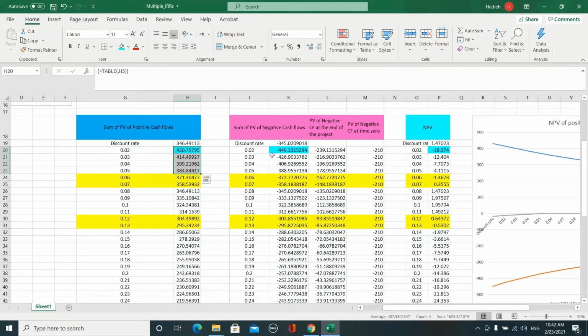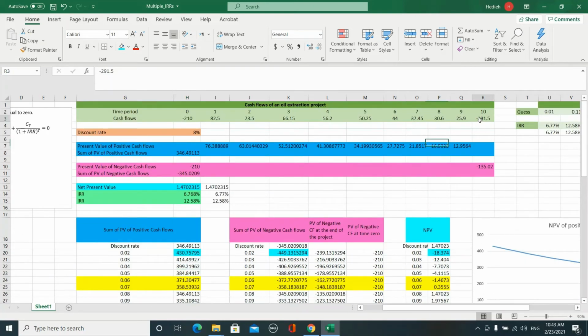But at the same time, the present value of your negative cash flows goes down too. And it seems that the present value of your negative cash flows decreases at a higher rate. Why is that? Because you have a negative cash flow in year 10, which is further in time, so it gets discounted more than positive cash flows that happen earlier in time. So let's look at the cash flows.